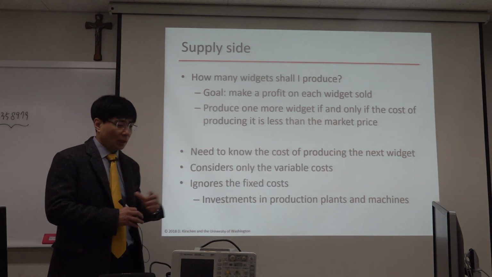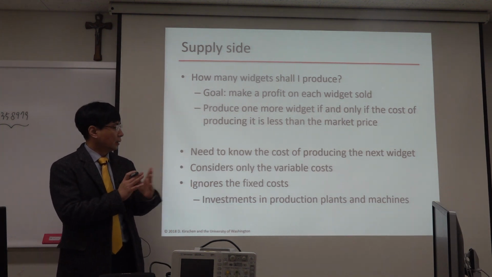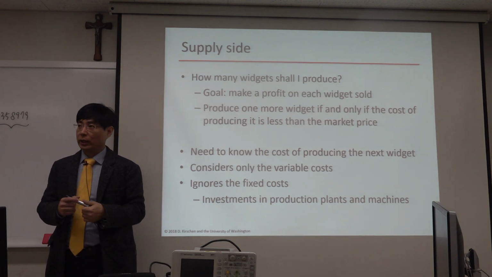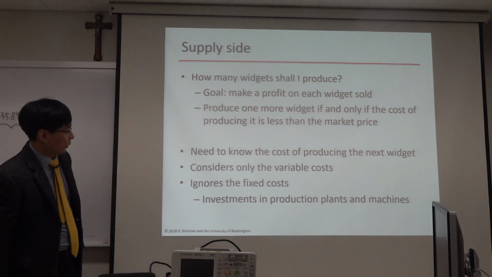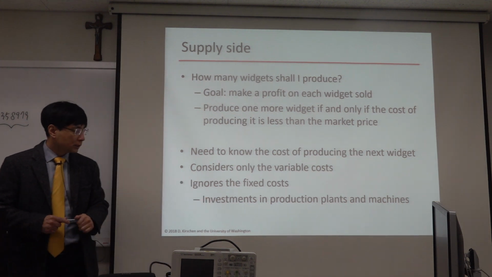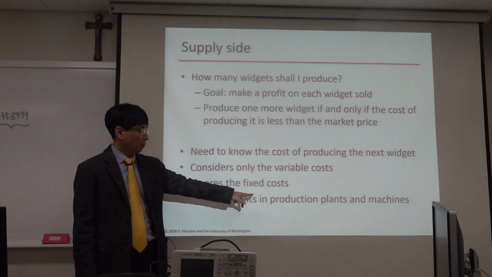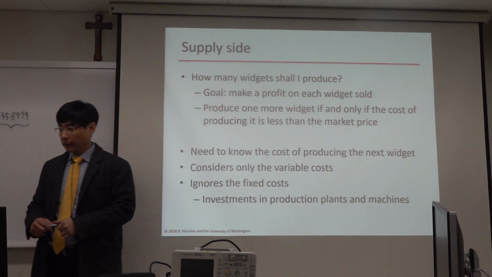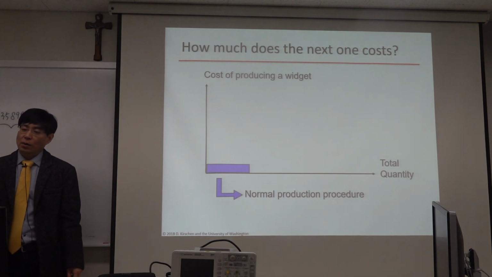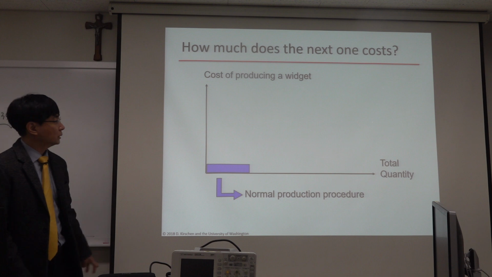And in microeconomics, we usually focus on the variable cost, not the fixed term, because that is easier to analyze. Anyway, for now, we ignore the fixed cost. This fixed cost means investments in the production plants and machines. Okay? So how much does the next one cost? This is about marginal cost.